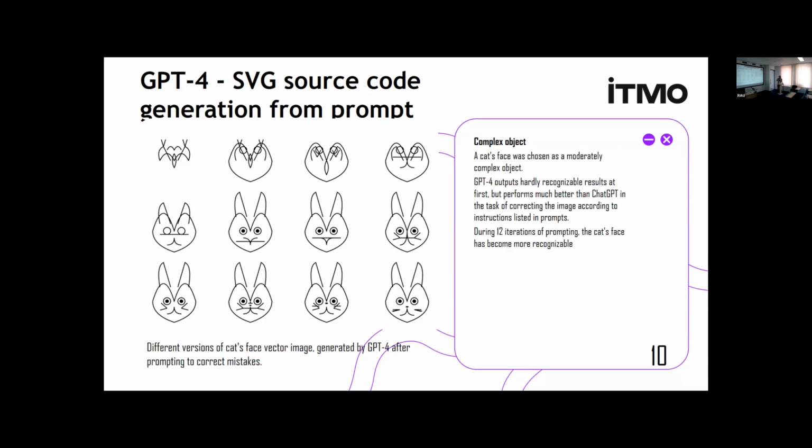And during 12 iterations of prompting with prompts like creating a closed shape around the face, moving face elements in different directions, drawing eyes, and changing the number of whiskers, you can see that finally it was able to create a recognizable cat's face image according to the instructions.